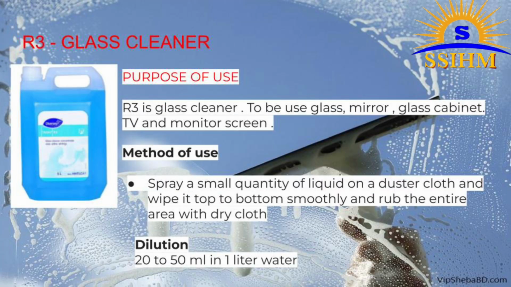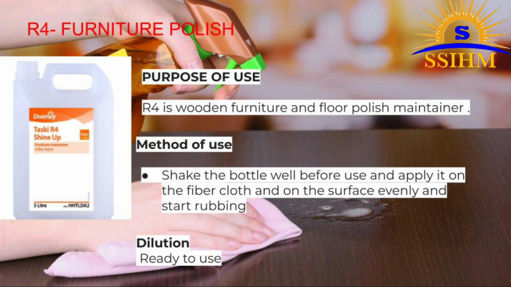R3 is a glass cleaner. It is used in cleaning mirror, glass cabinet, televisions and monitor screens. R4 is a furniture polish. It is used to polish wooden furniture.